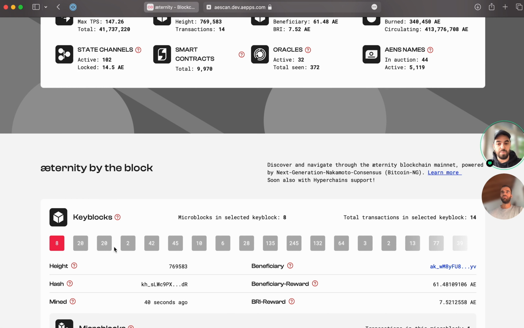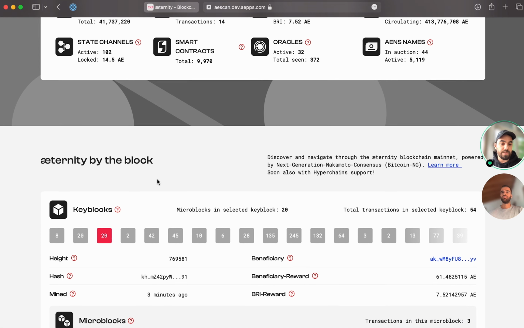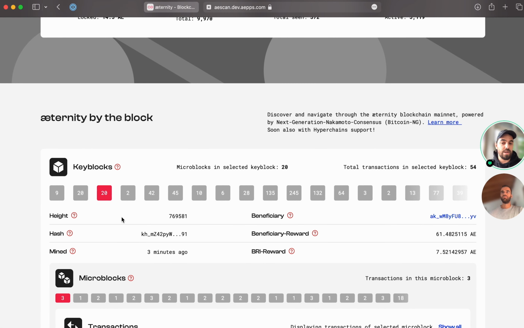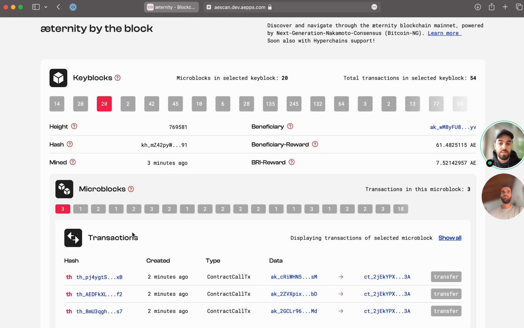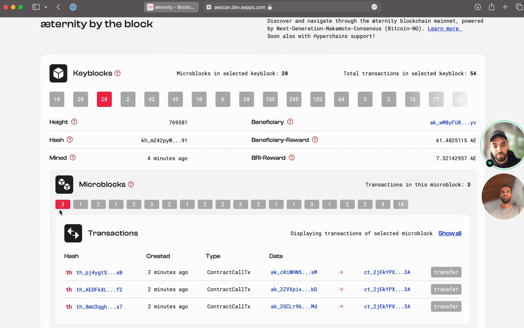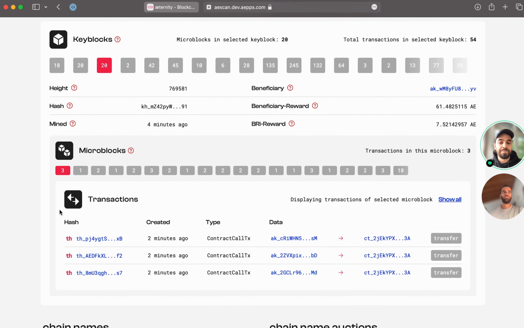So if I select, for example, one of the past ones, I can see information related to it, including its height, hash, when it was mined, as well as who's the beneficiary of it, and the microblocks that are contained within that key block. From there I can also go and look at, for example, the transactions that are within it. In this case, there are three microblocks with three transactions within this microblock, and I can look at them individually, and then you can also access information specific to those elements.